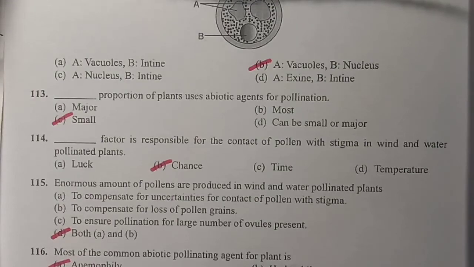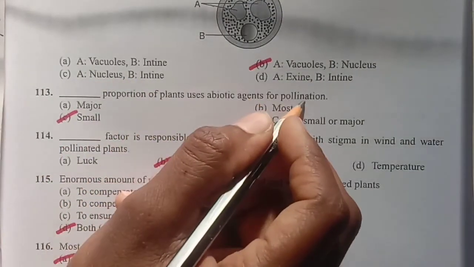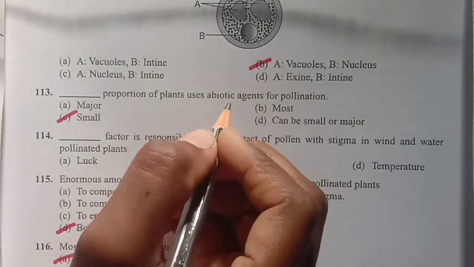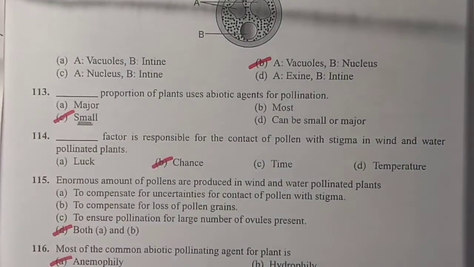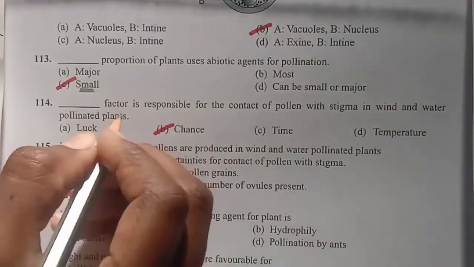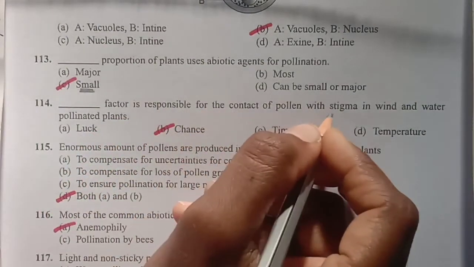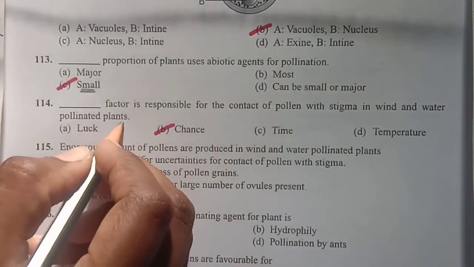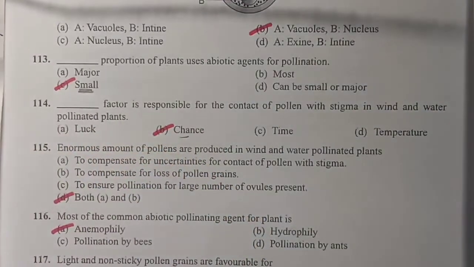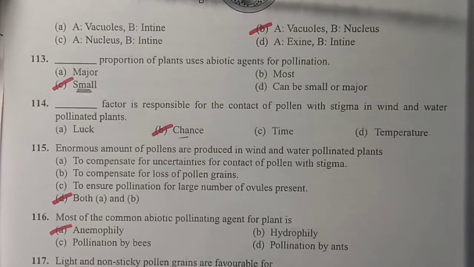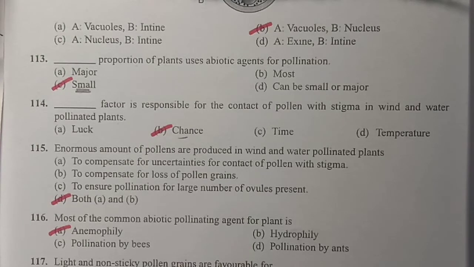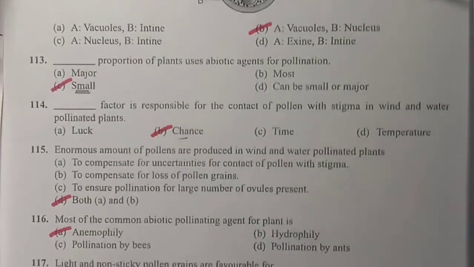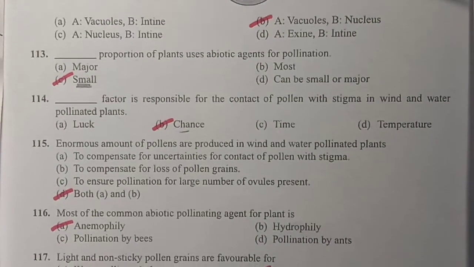Next question. So dash proportion of plants uses abiotic agents for pollination. We know that majority of the plants use biotic agents and only a small proportion of plants use abiotic agents for pollination. And next one, dash factor is responsible for the contact of pollen with stigma in wind and water pollinated plants. It is actually a chance factor, because in case of wind and water pollination, the pollens may reach the stigma by chance. But we cannot give assurance here. Chance factor is responsible for the contact of pollen with the stigma in both wind and water pollinated plants.